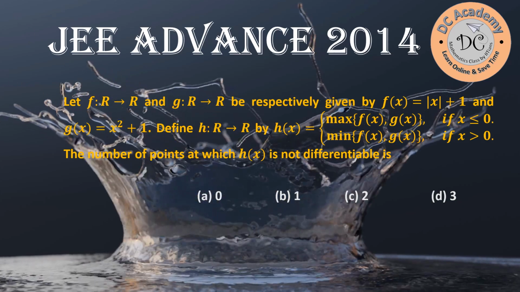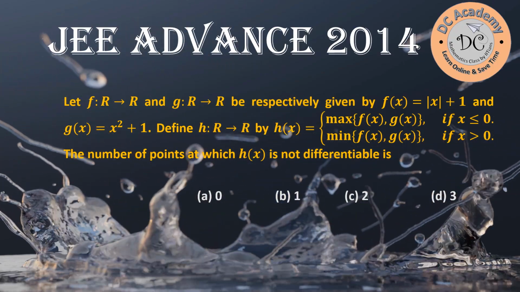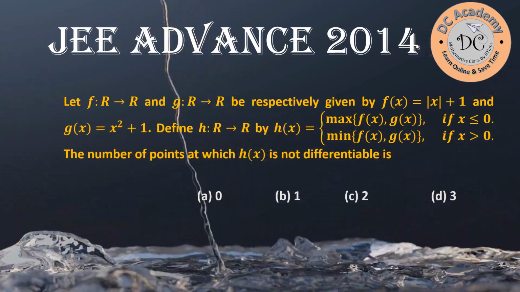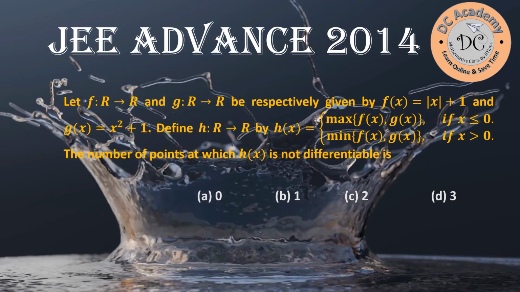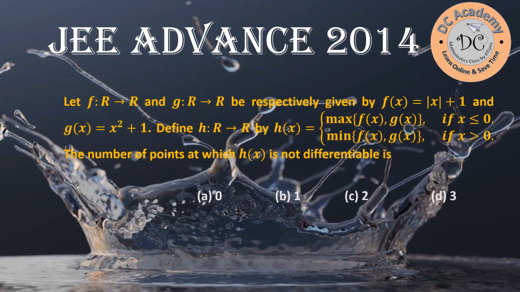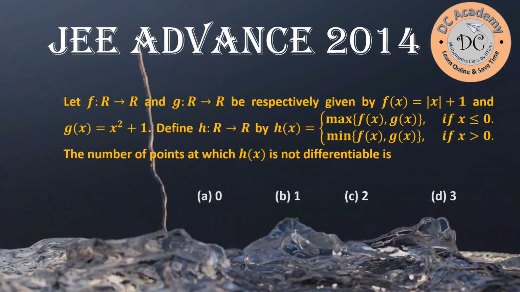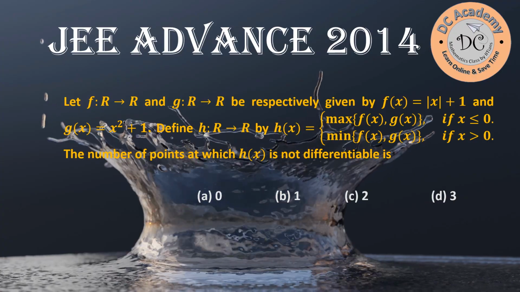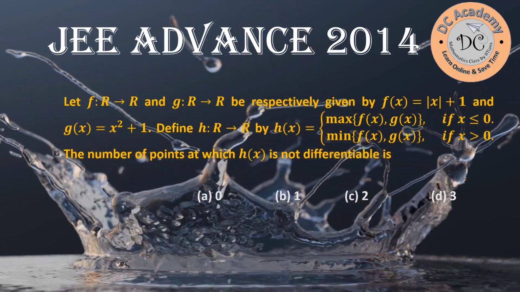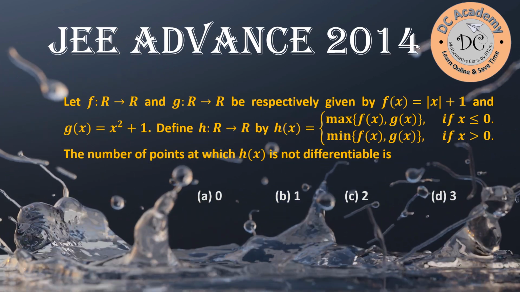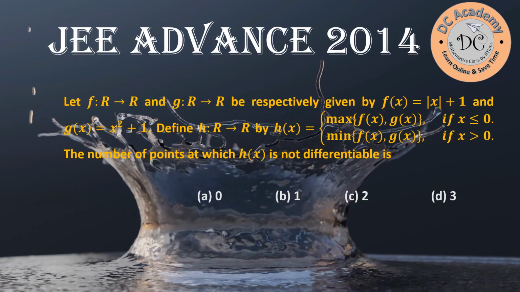In this video, we're going to solve a particular problem which appeared in JEE Advanced 2014. Here, we are given functions f and g: f(x) = |x| + 1 and g(x) = x² + 1. We need to find out at how many points the function h(x) is not differentiable, where h(x) is defined as the maximum and minimum between f(x) and g(x).